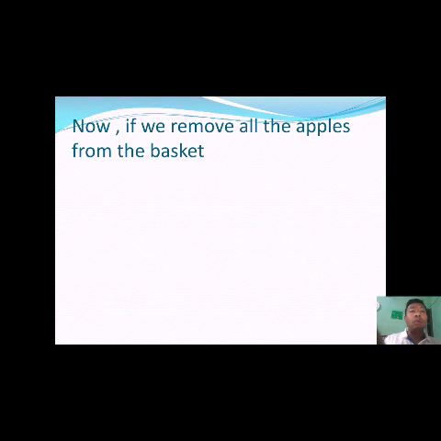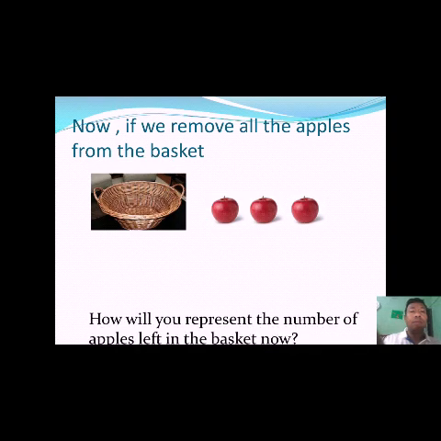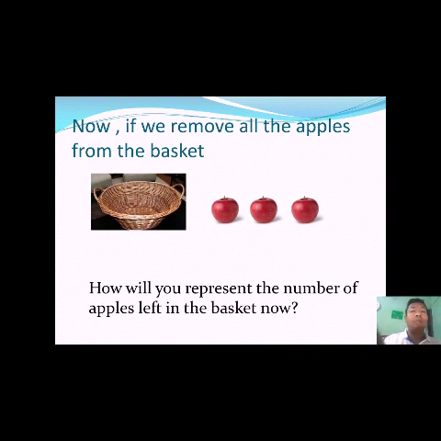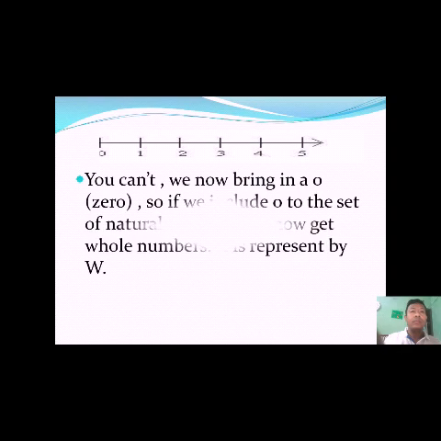Now, if we remove all the apples from the basket, how will you represent the number of apples left in the basket now? You can't. We now bring in a 0. So if we include 0 in the set of natural numbers, we now get whole numbers. It is represented by W.